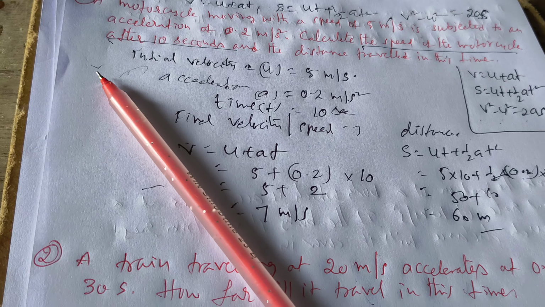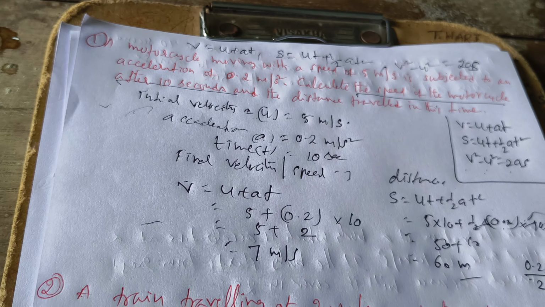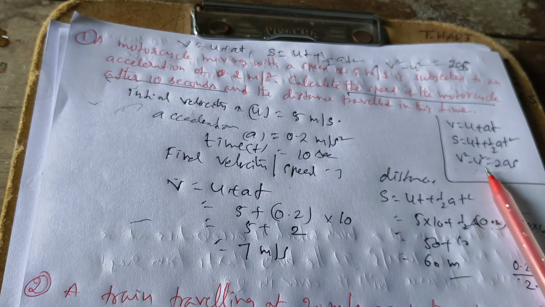So in this problem we need to calculate the speed of the motorcycle after 10 seconds and how much distance the motorcycle has traveled, right? First of all, we have to know the three equations: v equal to u plus at, s equal to ut plus half at square, v square minus u square is equal to 2as. Based on the problem, we have to select the formula.